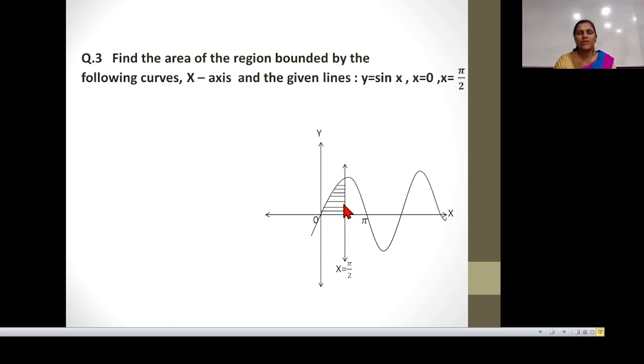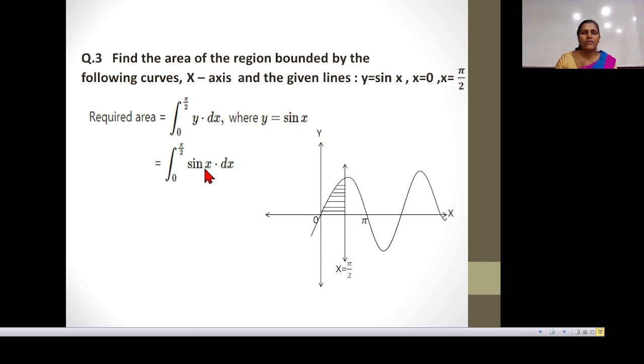So we will find this required area: required area is equal to integral 0 to pi by 2 of y dx, where our y is sin x. So replacing y with sin x, the integral of sin x is minus cos x, and now we will apply the limits from 0 to pi by 2. By putting the upper limit, we get minus cos pi by 2. By putting the lower limit value, we get cos 0. After putting the values of cos 0 and cos pi by 2, we get 0 plus 1, that is 1 square unit. So this is our final answer, 1 square unit.